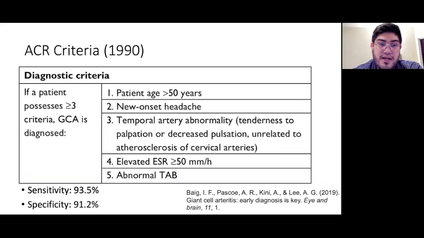Now, the ACR criteria in 1990 was created. You see here some of the symptoms we already talked about. And here they saw that the specificity and sensitivity of this is over 90 on both sides. It's very important to keep in mind these symptoms.